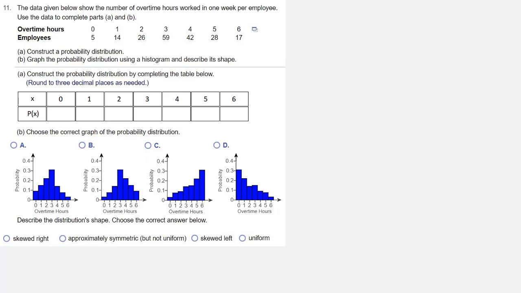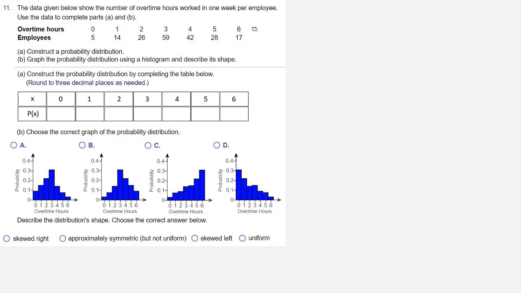So we have overtime hours that range from 0 to 6, and then the number of employees in the next row. Part A wants us to construct a probability distribution. And in part B, we want to graph the probability distribution using a histogram and describe its shape.